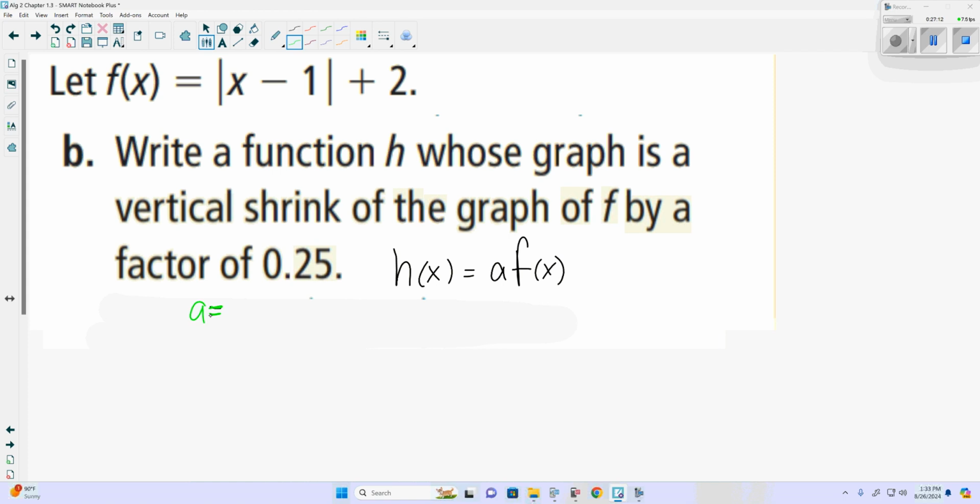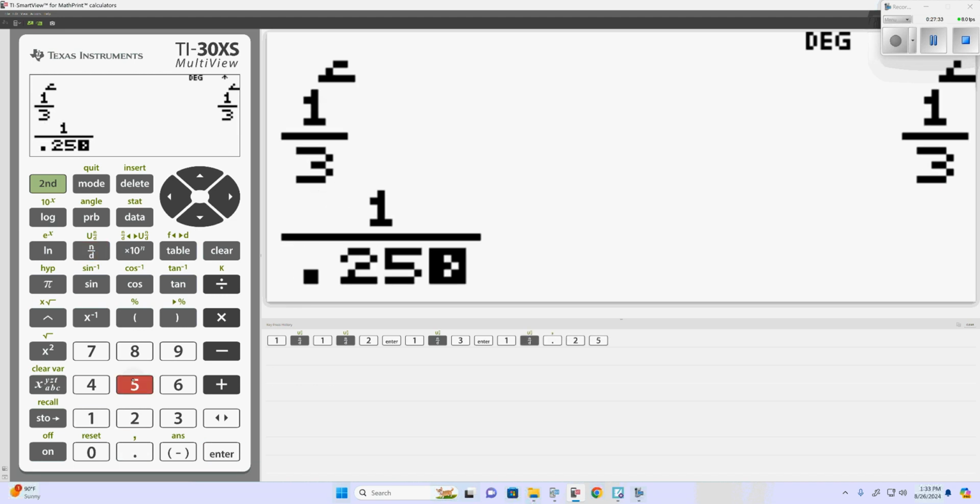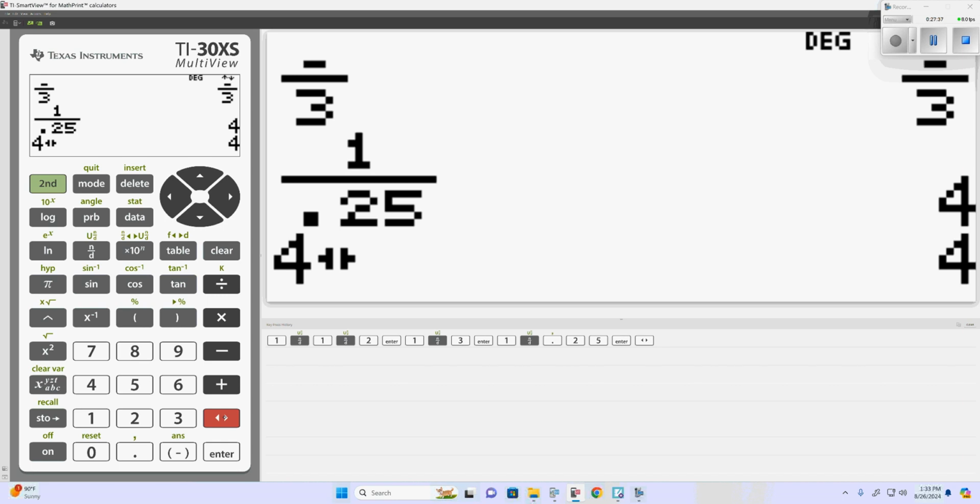0.25. Since it's a vertical stretch or shrink, there's nothing we need to do to this. We don't have to flip it. Now, if it's a horizontal stretch or shrink and they told us it's 0.25, we might need to grab the calculator to help us out a little bit. That'd be 1 over 0.25, which becomes 4, because 0.25 as a fraction is 1 over 4. So if we flip it, it becomes 4 over 1.